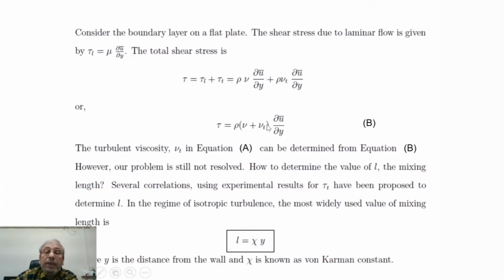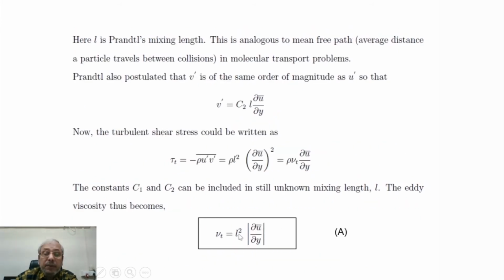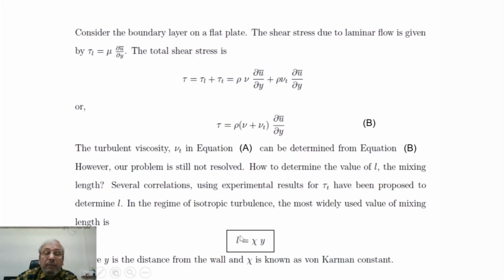However, nu t, even if it is substituted by L square del u bar del y, we can do that, but our problem is still not solved. How to determine the value of L? Because nu t is unknown in this equation, and nu t from the previous equation we get L square del u bar del y. So nu t apparently is obtainable, but we have to know the value of L. So how to determine the value of L?